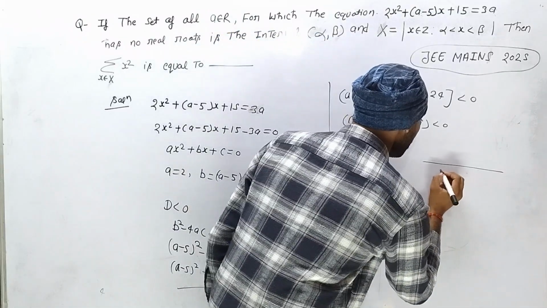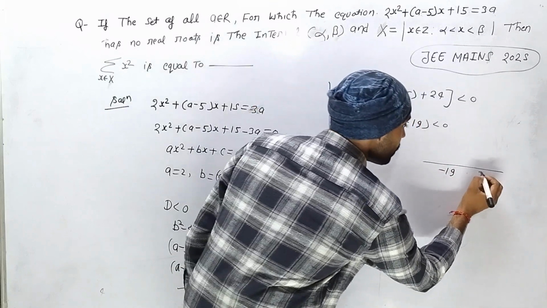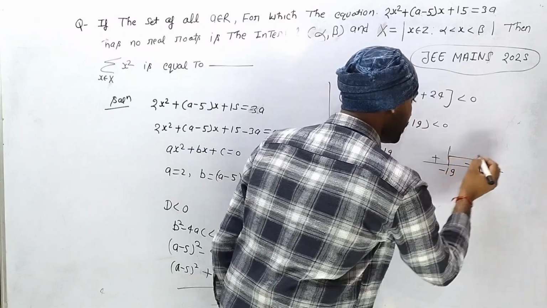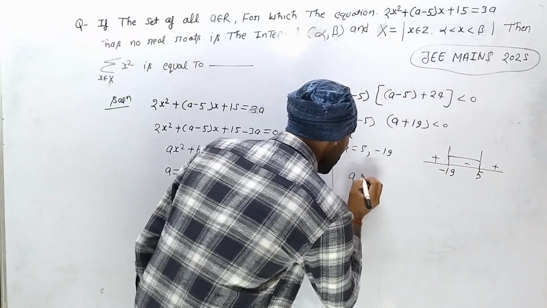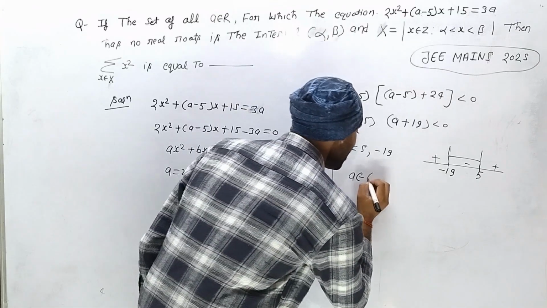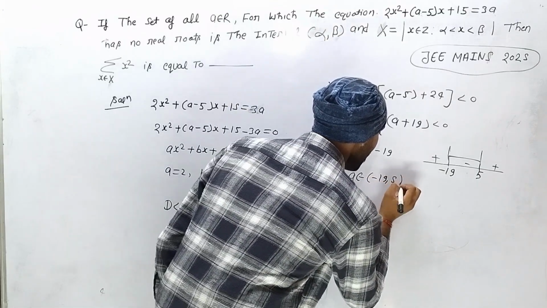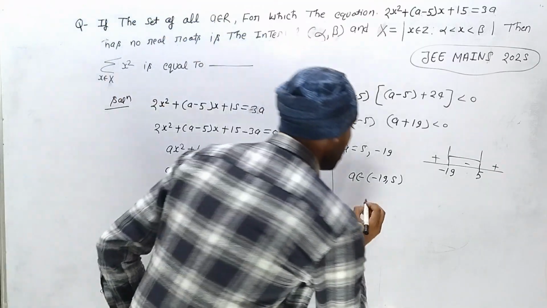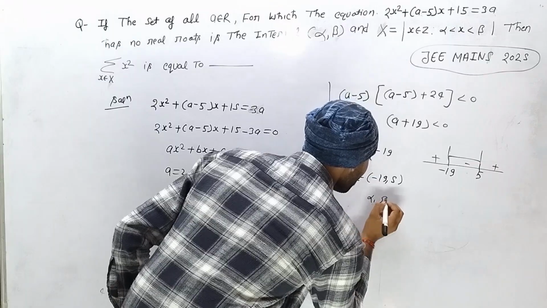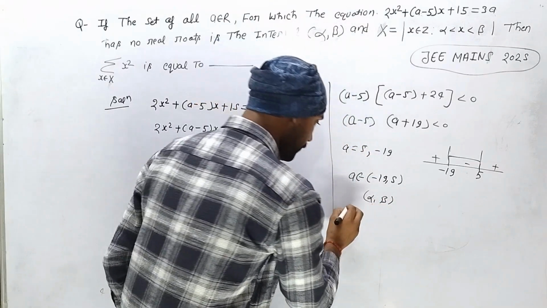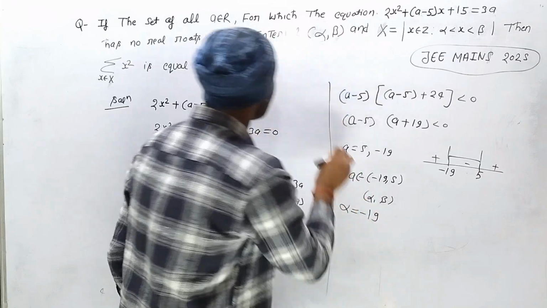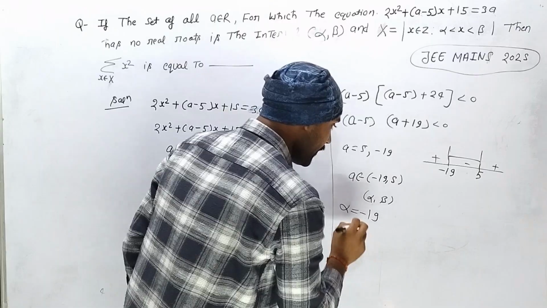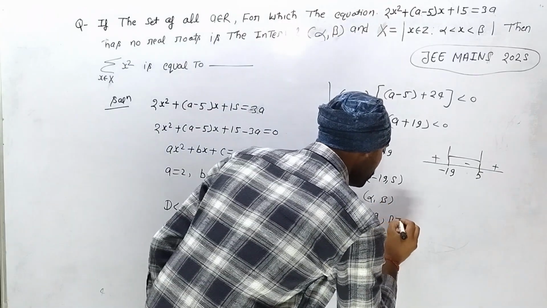We represent minus 19 and 5 on the number line with signs plus, minus, plus, and the negative region is between minus 19 and 5. So a belongs to minus 19 to 5, and it is already given the interval alpha comma beta. So compare alpha comma beta: we write alpha equal to minus 19 because alpha is the lesser and beta is the greater. So alpha is minus 19 and beta equal to 5.